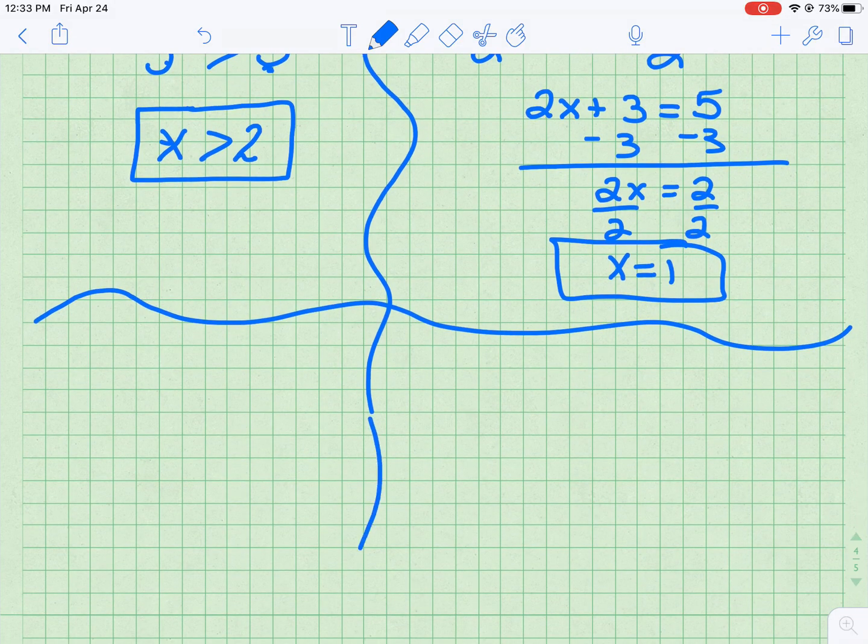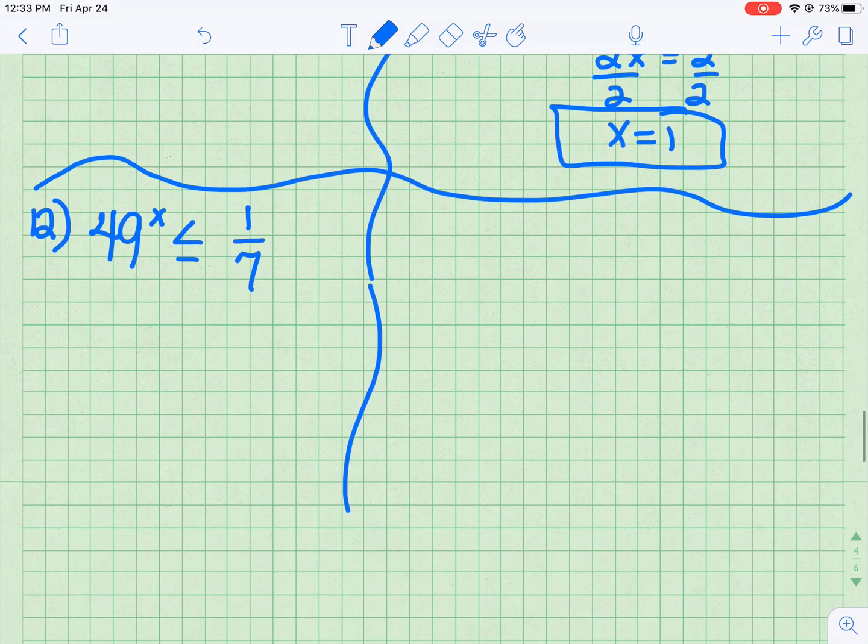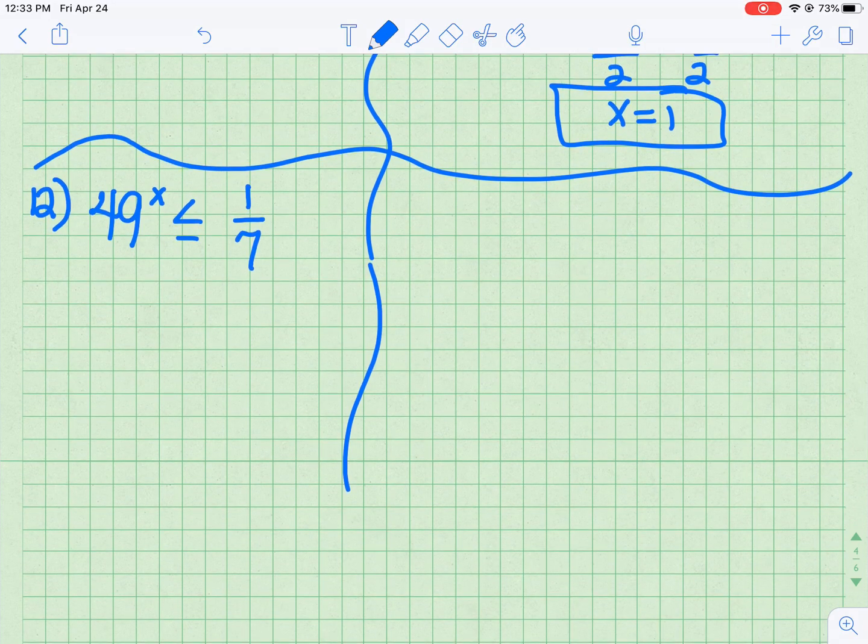Okay, number 12 is 49 to the x is less than or equal to 1/7. Now this one is where we're going to have to mess with both sides a little bit. 7 gives us our base, but we need them both as not a fraction.